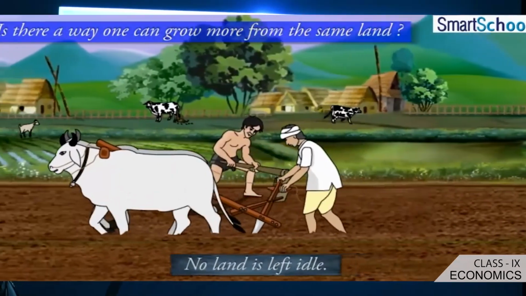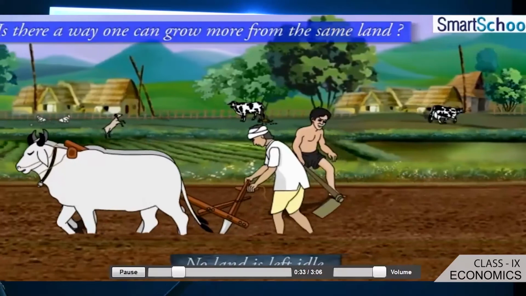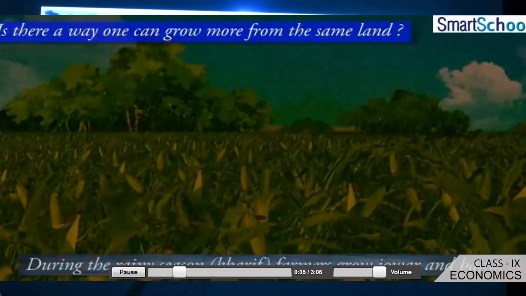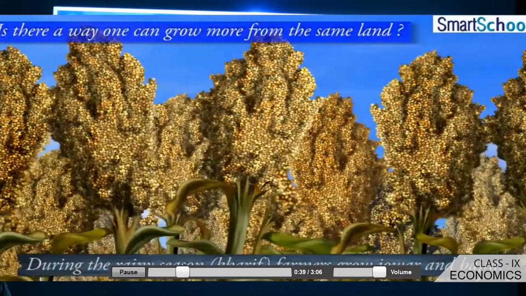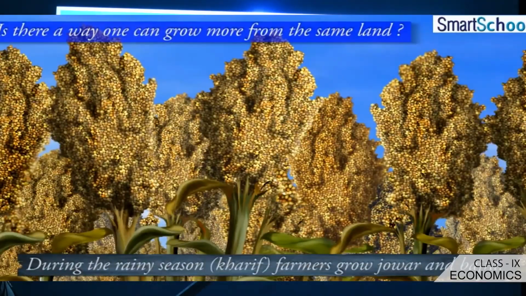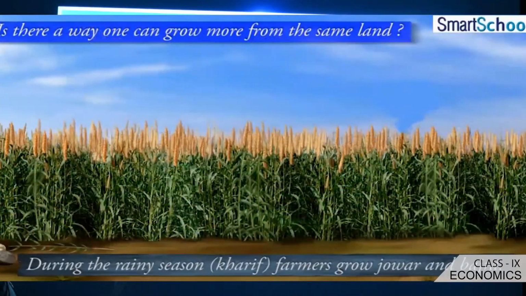No land left idle, ideally. Idle means they kept the land empty. All the land is cultivated by the people. So how did they cultivate? What technique did they adopt?